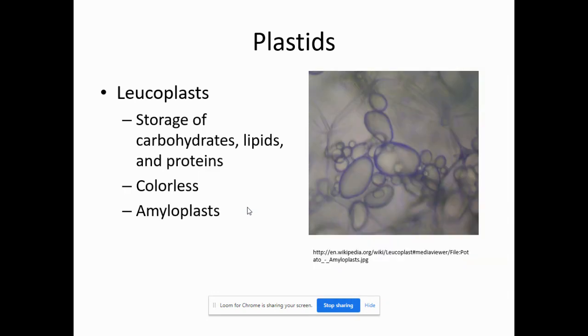All right, and then another type of plastids are leucoplasts. They store carbohydrates, lipids, and proteins. They're colorless, and a good example are amyloplasts that you see here in a potato cell. Amyloplasts store starch.